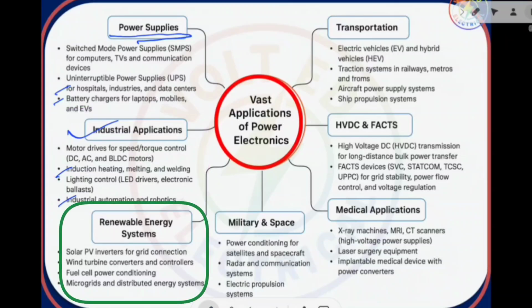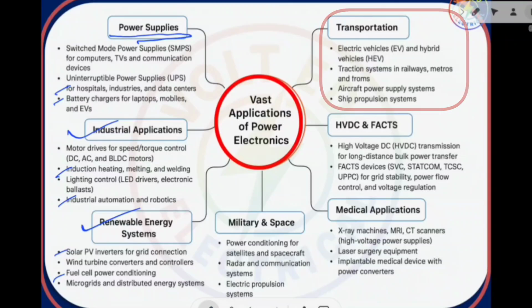Now, if we talk about renewable energy systems, in solar power plants, inverters are used to convert DC from PV panels into AC for grid connection. And wind turbines use converters and controls for variable speed operation. Then fuel cells and microgrids rely on converters for stable power supply and distribution. So this makes power electronics the backbone of clean and sustainable energy.